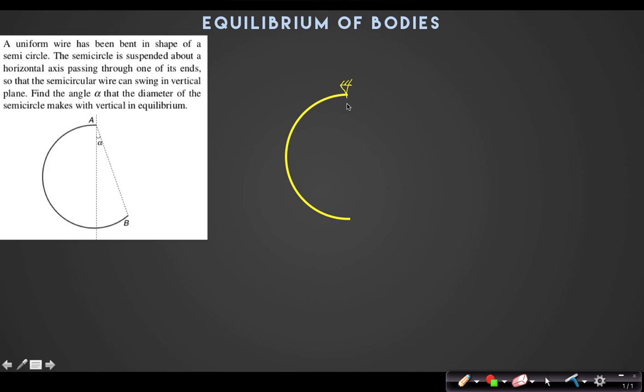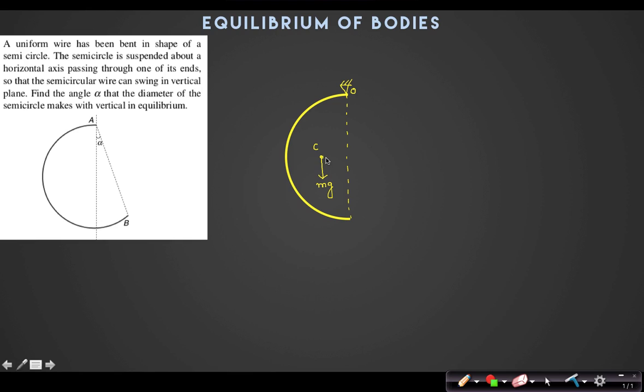Why will this diameter not be vertical? Because the center of mass is here, or not? Yes, sir. The weight is passing through the center of mass, so the torque about the center of mass should be 0. But not about this point. Think about the point of suspension. If you take the torque of mg about the point of suspension, it is definitely not 0. So it cannot stay like this.